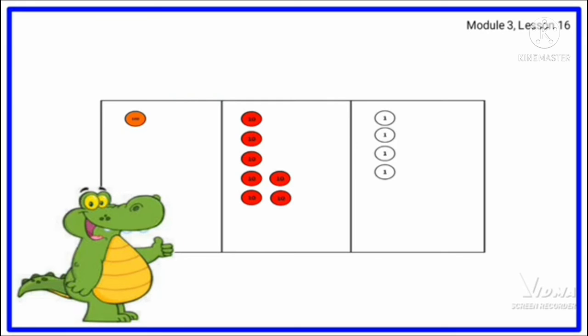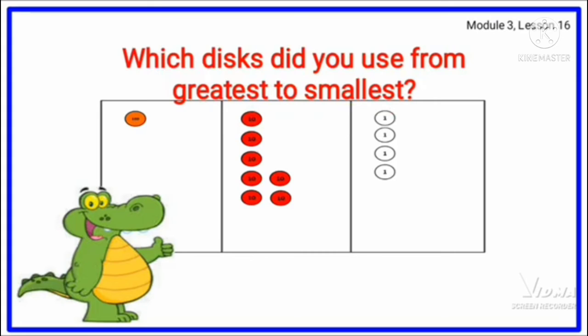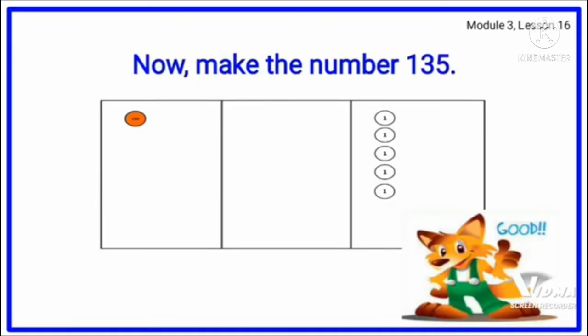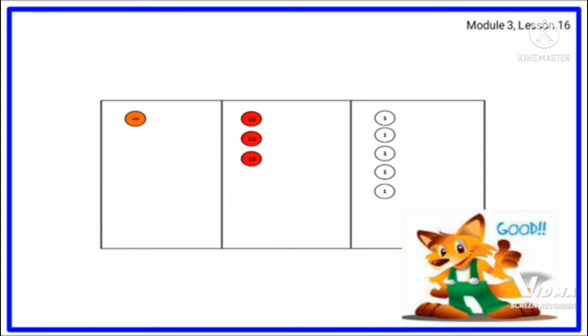Alright, let us change our disks to show 105. Which disks would you use from greatest to smallest to show 105? 1 disk of 100 and 5 disks of 1s. Now, let's make the number 135. Correct. 1 disk of 100, 3 disks of 10, and 5 disks of 1s.